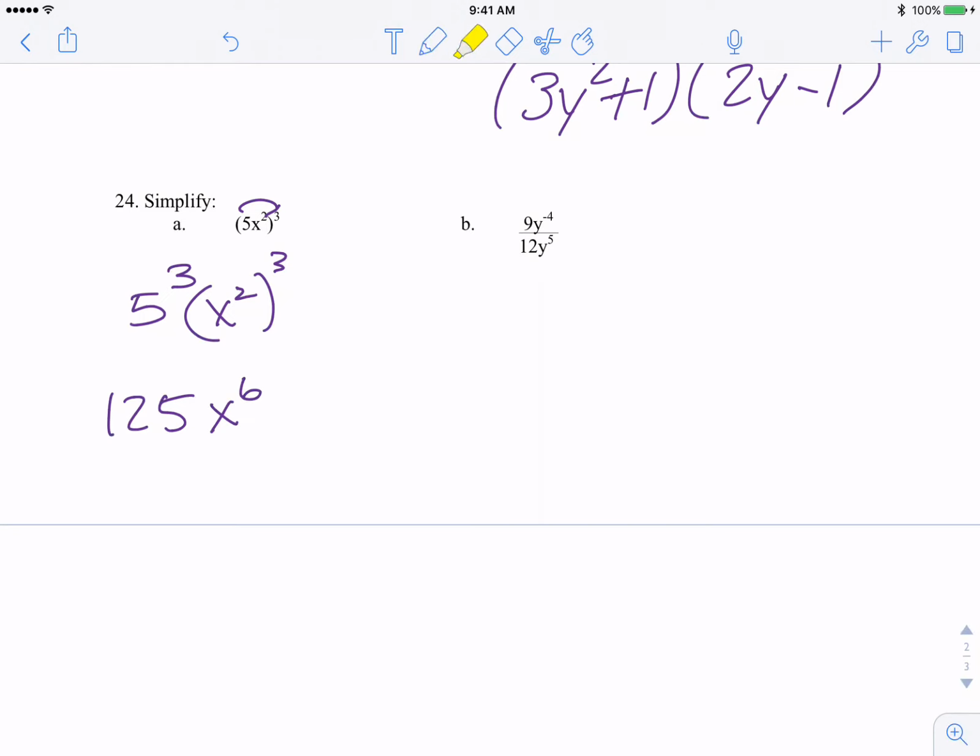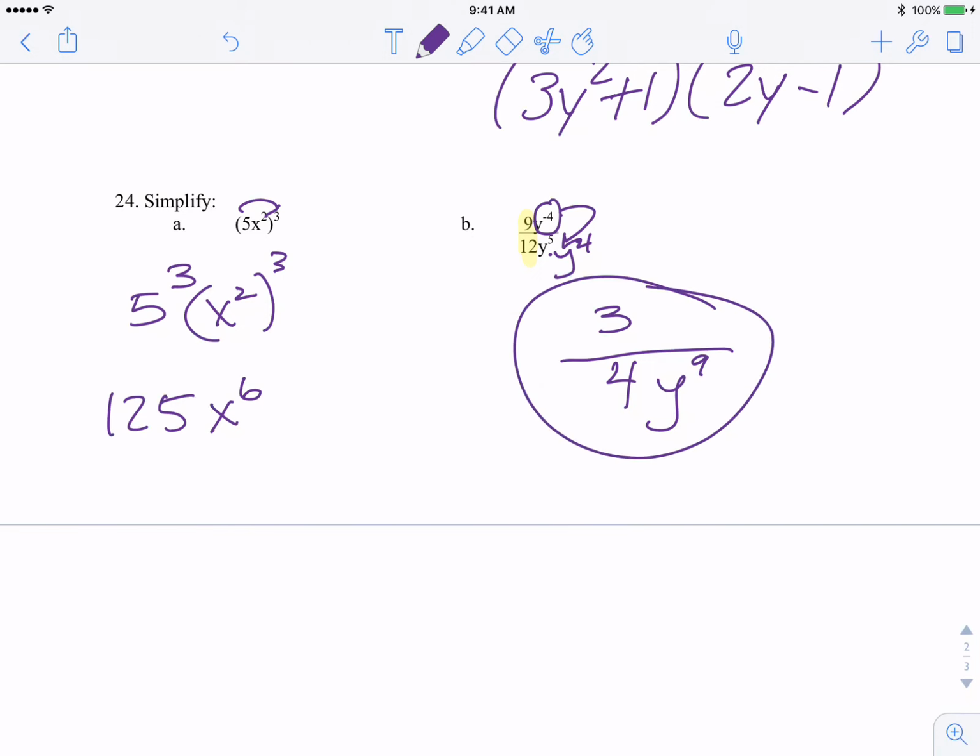On B, I need to look at simplifying this fraction first, 9 over 12. So I can see that I can take a 3 out of both, so that would simplify down to 3 over 4. Then I have this negative exponent on my y, so I'm going to bring it to the bottom and change it to y to the 4th. So then I have y to the 5th times y to the 4th. So I have 5 y's, then 4 y's. So that's now 9 y's, and they're going to stay on the bottom. So my final answer would be 3 over 4 y to the 9th.